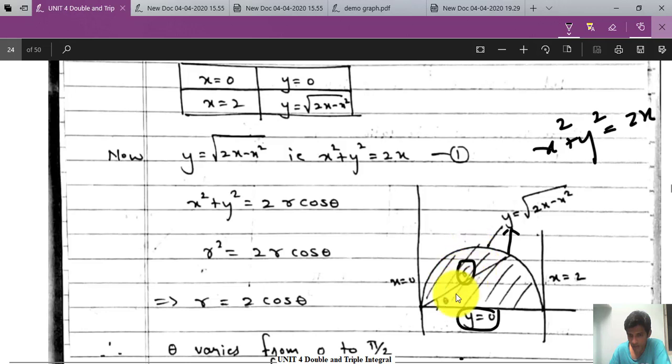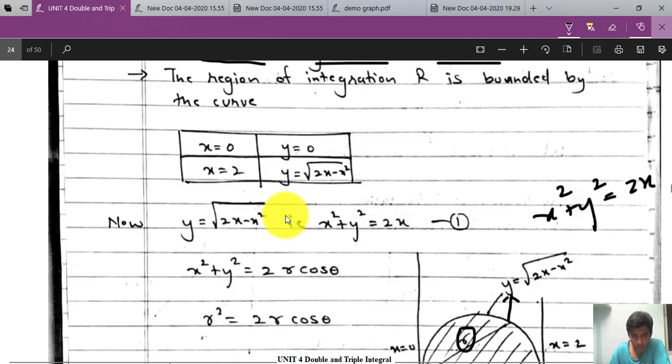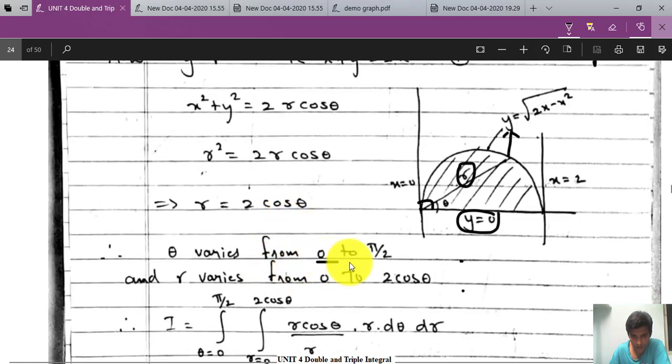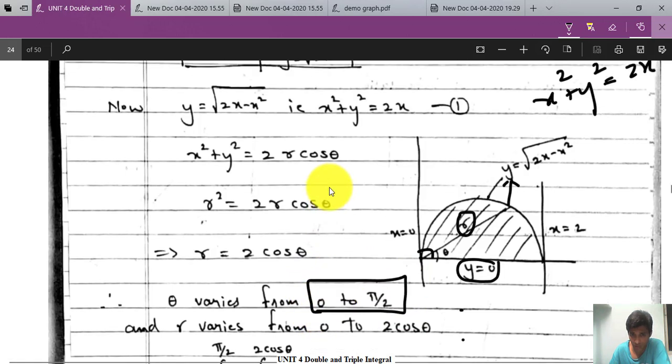And this is my common shaded region for which I need to find the area. Now what is happening to the value of theta? Obviously theta ranges till here. The curve touches till this point, so it is from 0 to pi by 2. This is a rough idea I am giving you. In the examination you can write it in your own words, there is no problem.